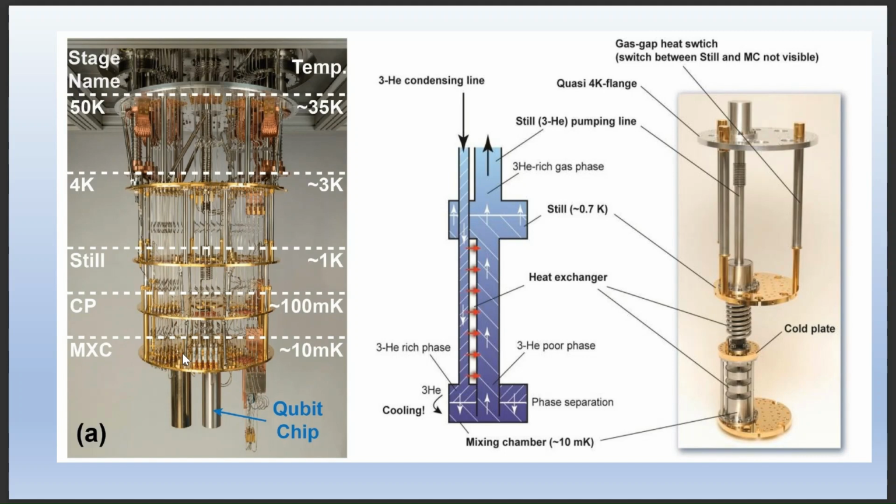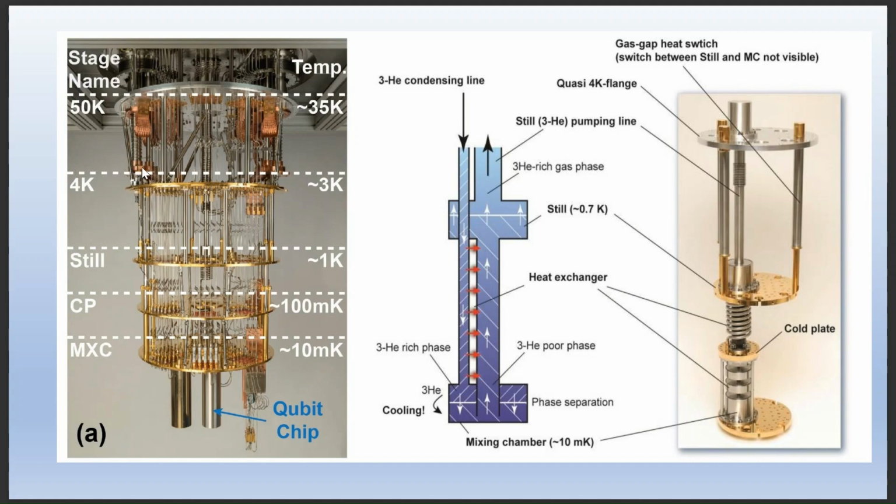Here is where the researchers do their experiments. It is shown that this is the qubit chip, and it is inside this tube. This is the type of shield which protects our qubit. Basically, there are two types of cooling process. Initially, the 50 Kelvin and 4 Kelvin plates are cooled by the pulse tube cryocooler. These two plates are cooled by the pulse tube cryocooler.